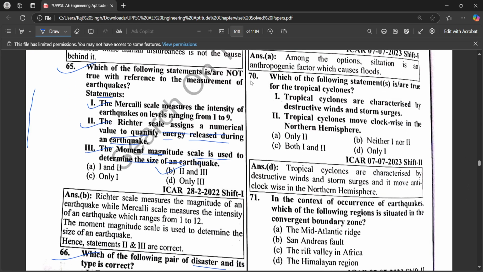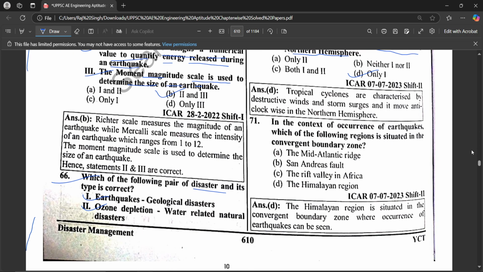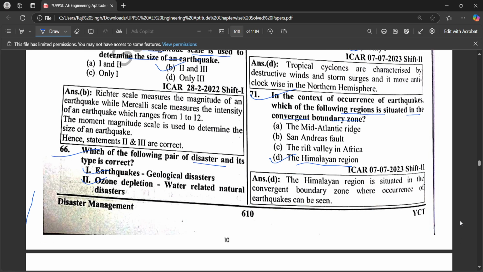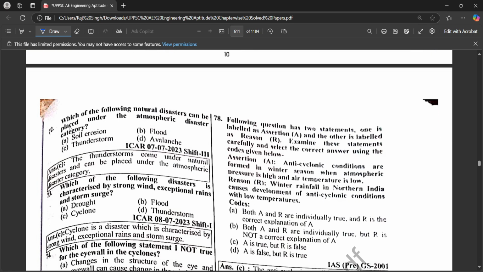Which of the following statements is true for tropical cyclone? Tropical cyclones are characterized by destructive wind and storm surge. Tropical cyclones move clockwise in the northern hemisphere. Hence, only one is correct. In the context of occurrence of earthquake, which of the following regions is situated in the convergent boundary zone, which is the Himalayan region. Which of the following natural disasters can be placed under the atmospheric disaster category, which is thunderstorm?